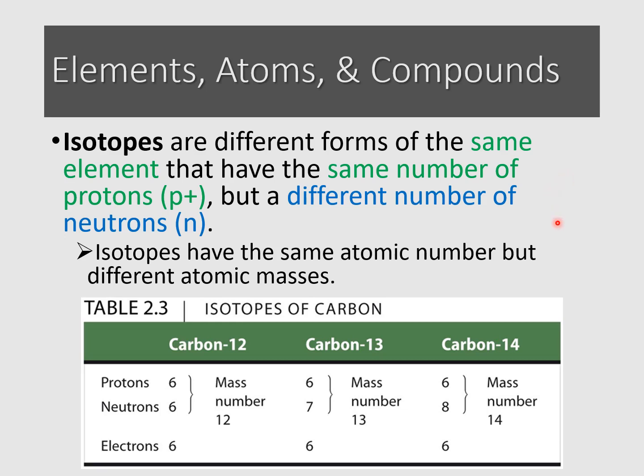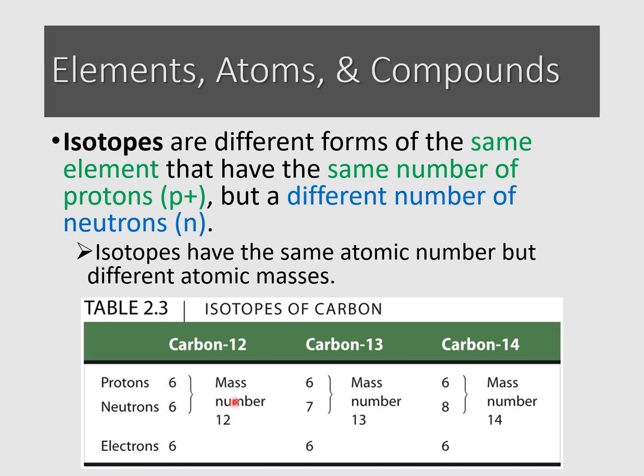So let's take our carbon, for example. Carbon 12 is our element. Carbon 12 has 6 protons, 6 neutrons, and 6 electrons, because we always said our protons and electrons are the same. So the atomic number is 6, but the atomic mass is 12. So 6 plus 6 is 12.